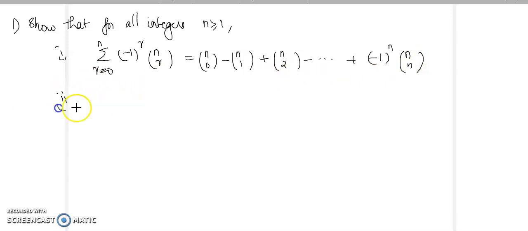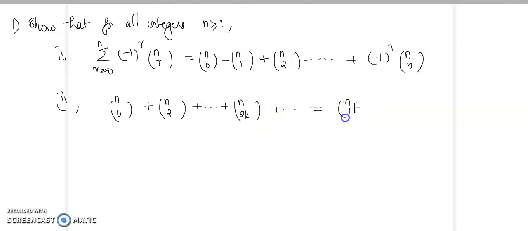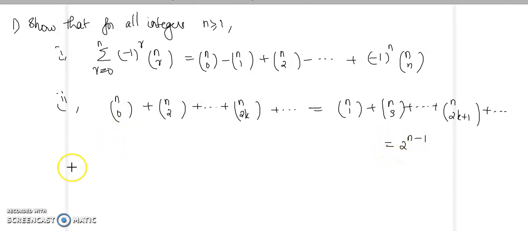And the second identity is nC0 plus nC2 plus etc. nC2k plus etc. is equal to nC1 plus nC3 plus etc. nC2k plus 1 plus etc. is equal to 2 raised to n minus 1. So let us look at the proof of these identities.